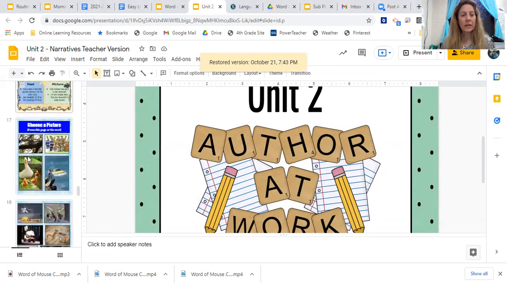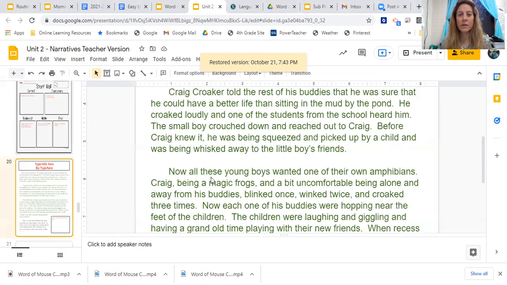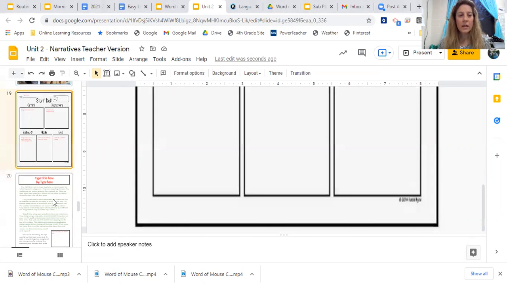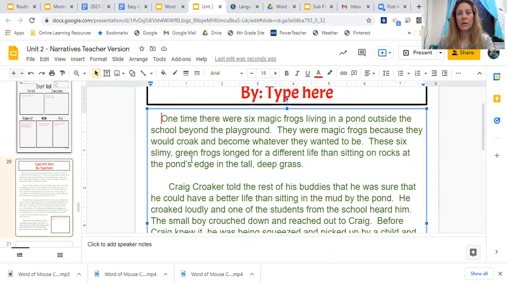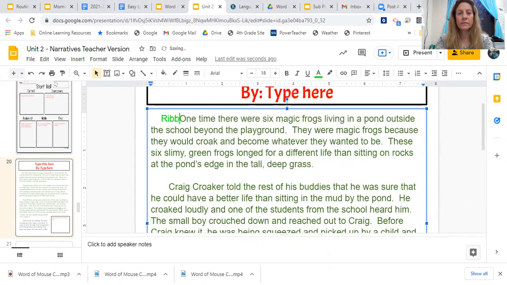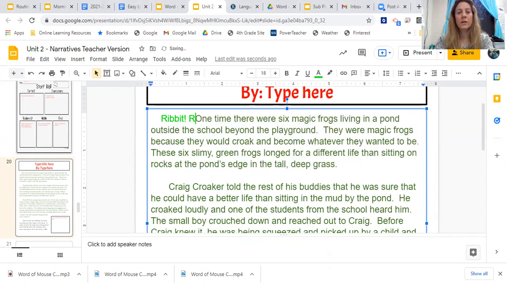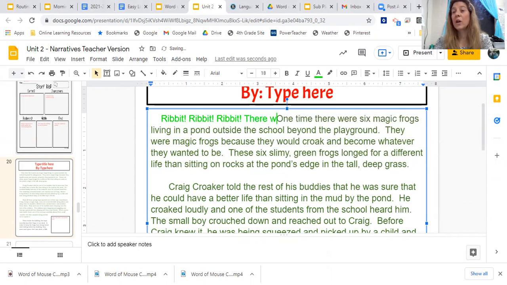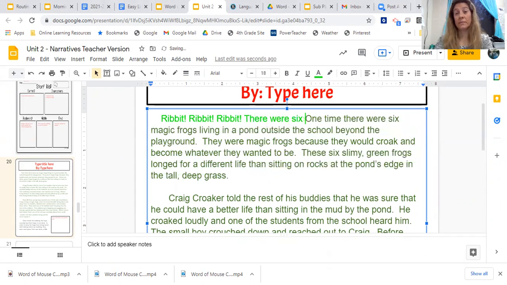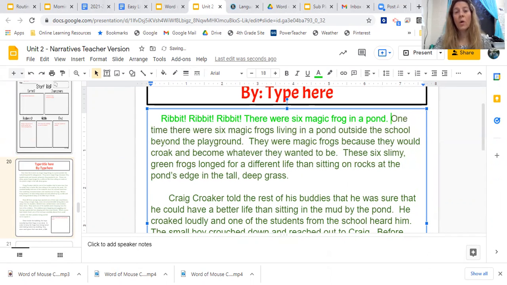But my story is right here, and I'm going to add a bold beginning. So what I did is I thought about ribbit, ribbit, ribbit. I'm going to use my bold beginning in my lime green. Ribbit, ribbit, ribbit. There were 6 magic frogs in a pond.